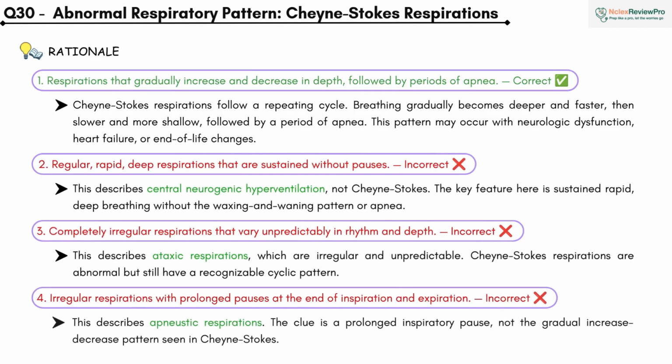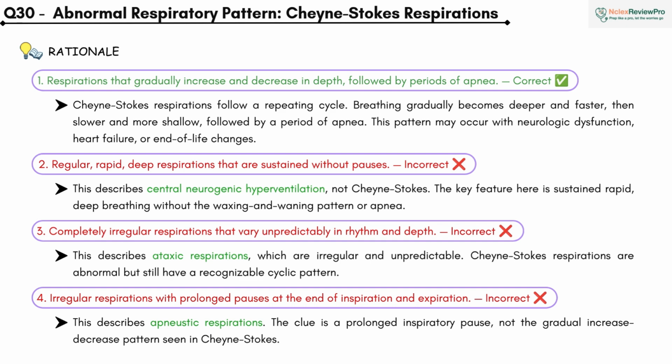Now let's look at the other options. Option 2 is incorrect. Regular, rapid, deep respirations that are sustained without pauses describe central neurogenic hyperventilation, not Cheyne-Stokes. The key difference is that this pattern does not have the gradual waxing and waning pattern or periods of apnea. Option 3 is incorrect. Completely irregular respirations that vary unpredictably in rhythm and depth describe ataxic respirations. Cheyne-Stokes is abnormal, but it still has a recognizable cyclic pattern.